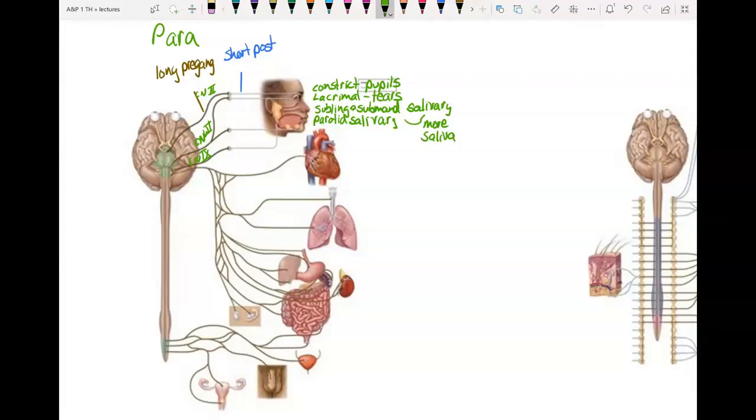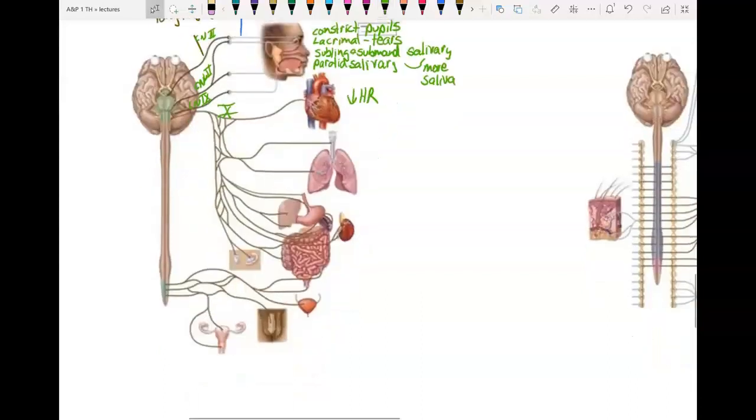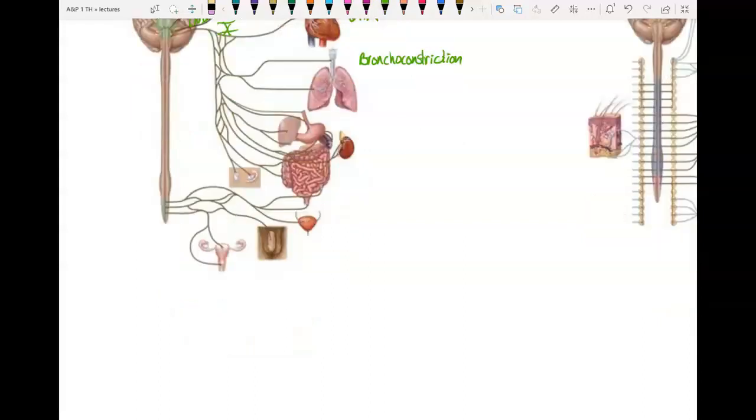Then we have the vagus, number 10. This one does the most. This is the one you're going to hear about in a lot of future chapters. It goes to the heart and it decreases heart rate. So the vagus causes the heart to slow down. It goes to the respiratory system and it causes bronchoconstriction. So it's going to make your airways narrow so that you get less air in and out with each breath. The vagus nerve also goes to the digestive system and it stimulates increased digestive activities.